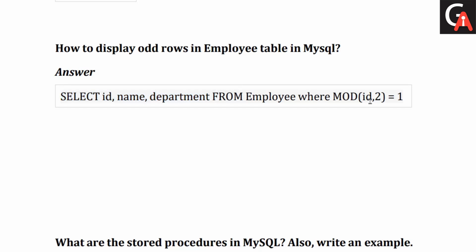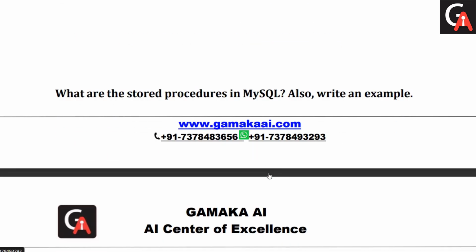Odd means what? Not divisible by 2. If I take the 2 here, it will return the remainder, and based on whether the remainder is equal to 0 or not equal to 0, we will fetch the corresponding records. Clear guys? So this is how you can display odd-numbered records. Okay, let's move forward with the other question.